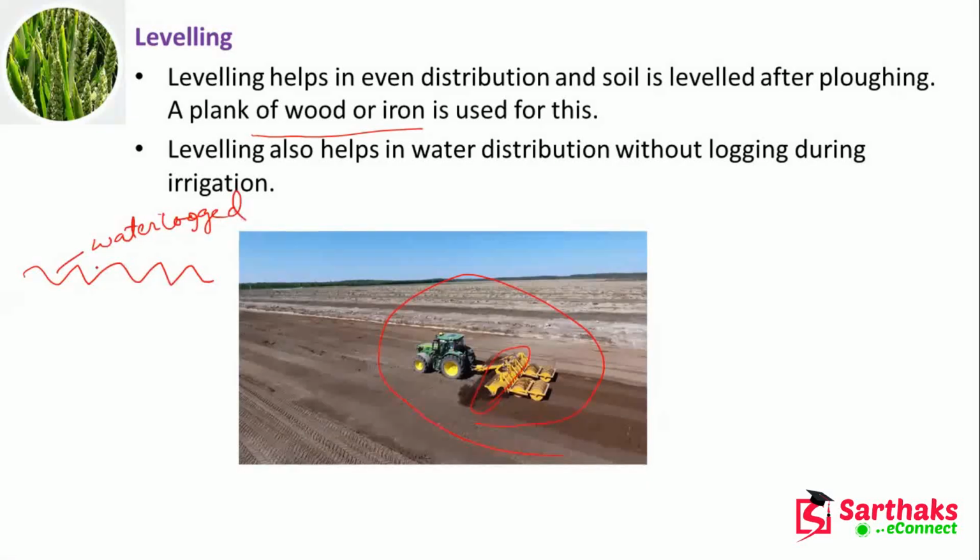Water will be logged here, here, and here also. So that's why if there is an equal level at all places, at that time there will be no water logging. If there is no water logging during the irrigation, the root will be fine. So leveling is very, very important.